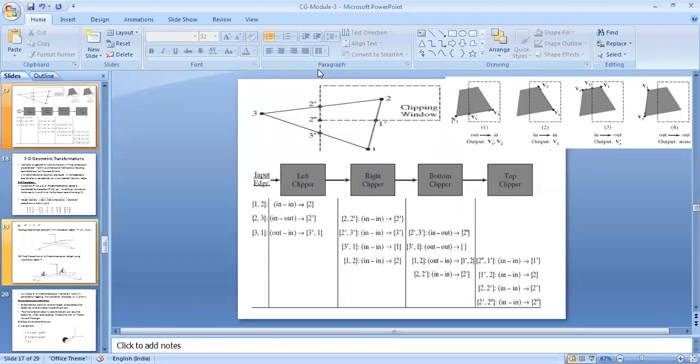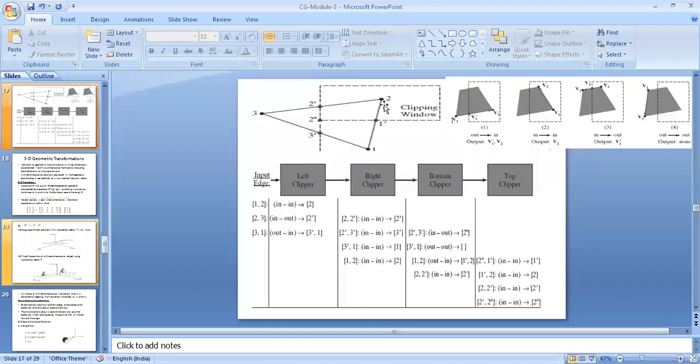Now coming to the next edge. Next edge is 2 to 3. So what about 2 to 3 with respect to the left clipper? My clipper is this left clipper. So 2 is here, 3 is here. With respect to my left clipper, this is outside the clipping region and this is inside the clipping region.